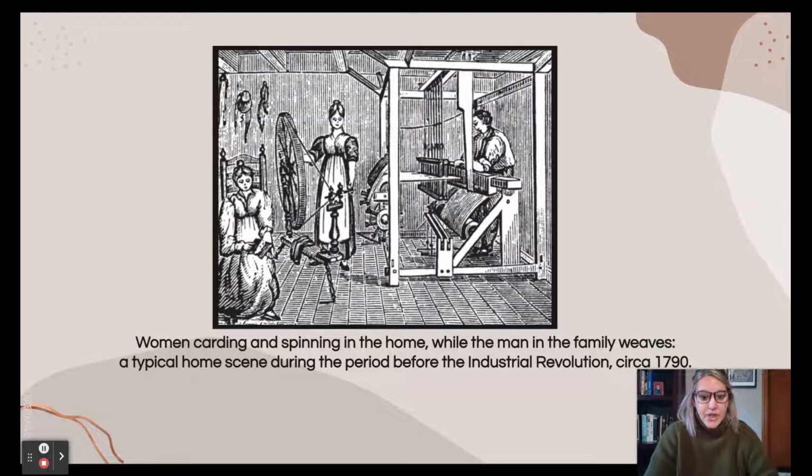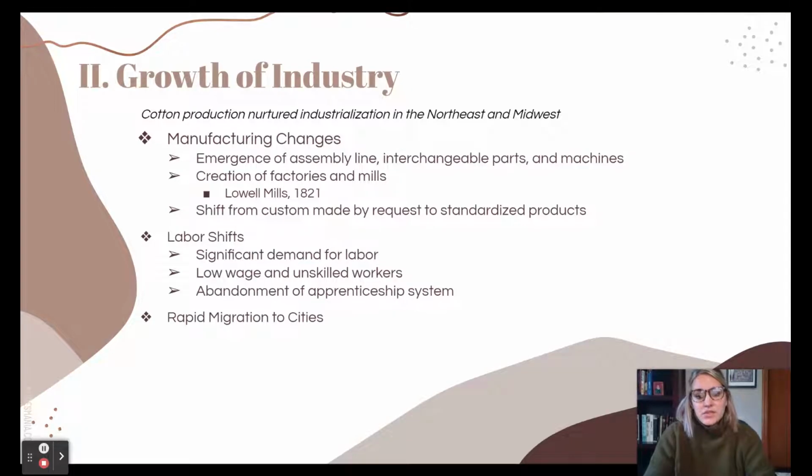So here is an example of women carding and spinning in the home while the man in the family weaves. This could have been a typical home scene before the Industrial Revolution. So when we look at the way that the market revolution is affecting the economy, I think of this image. I think that we see primarily home producers being turned into laborers for another person, laborers in a factory. So we see manufacturing changes. We see the emergence of factories and mills, like I already mentioned.